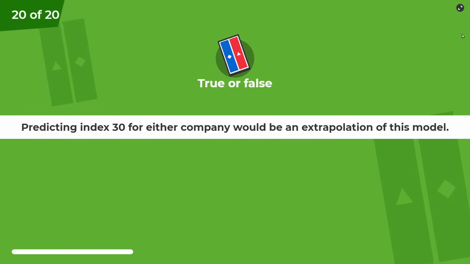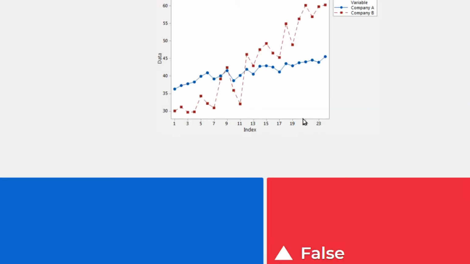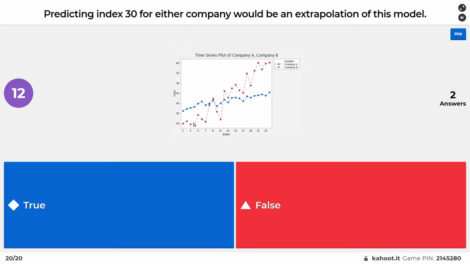True or false? Predicting index of 30 for either company would be an extrapolation for this model. What is an extrapolation? And we're predicting at 30. This only goes up to 23. So what is an extrapolation? Last question right here. We're predicting over here at 30. I'll review it real quick. What's an extrapolation?